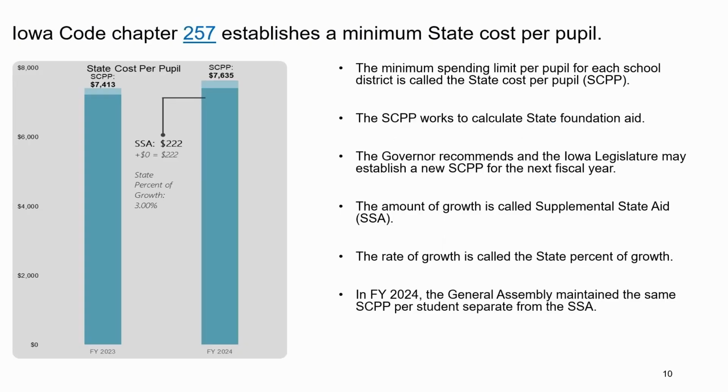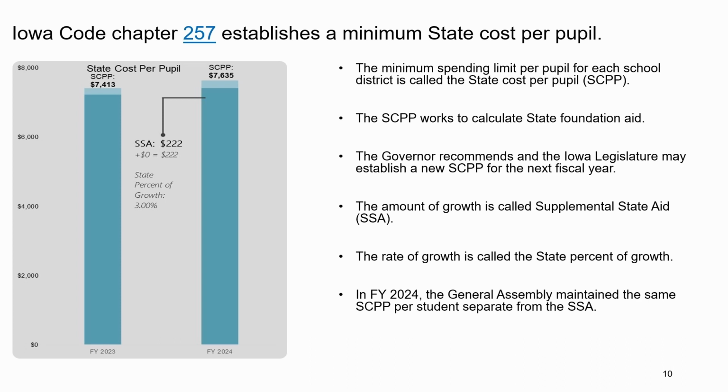Page 10. The minimum state cost per pupil increased to $7,635 for fiscal year 2024 from $7,413 for fiscal year 2023. This is an increase of $222. The minimum spending limit per pupil for each school district is called the State Cost Per Pupil, SCPP.